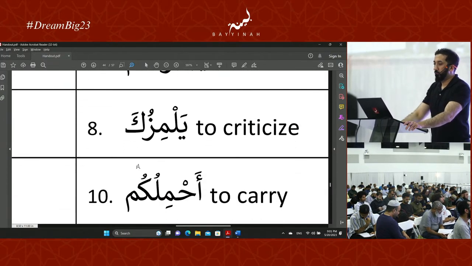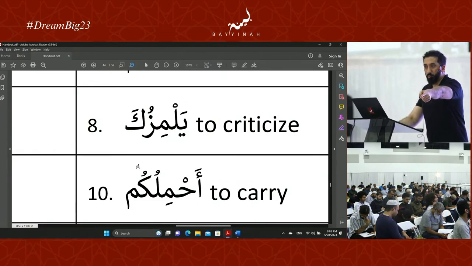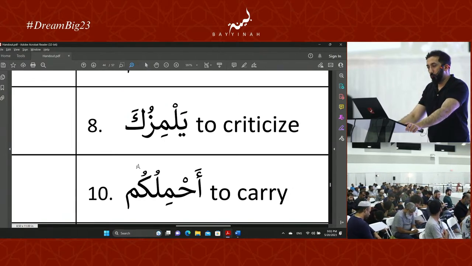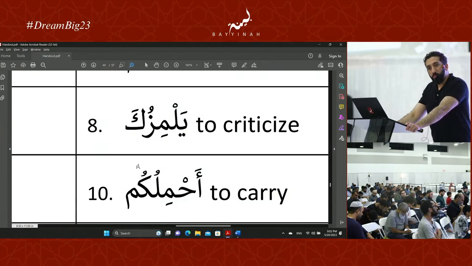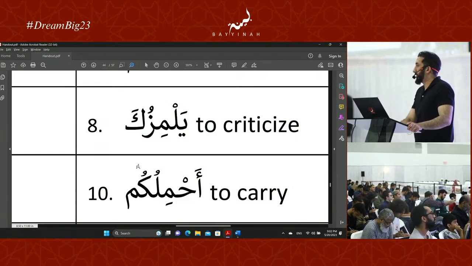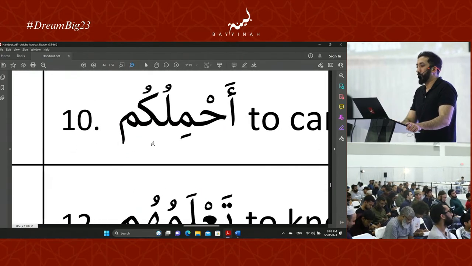Very nice. Yalmizuka. So the ka, we ignore the ka. Good. And yalmizu, he criticizes you. Excellent. He criticizes you. I mean, it's not excellent that he criticizes you, but.